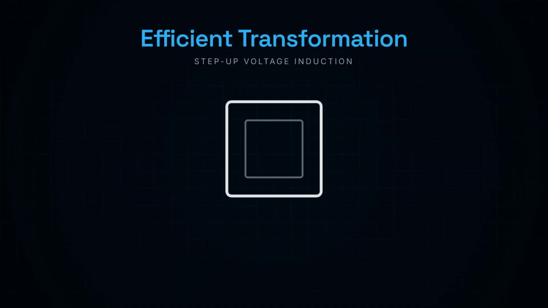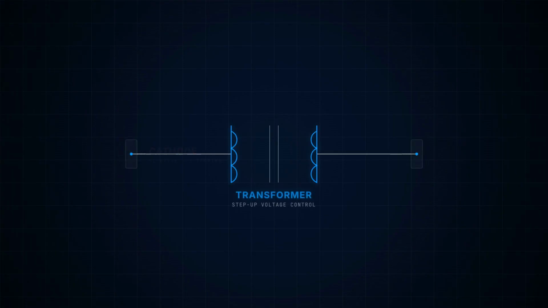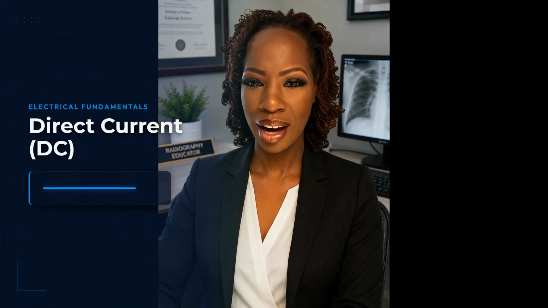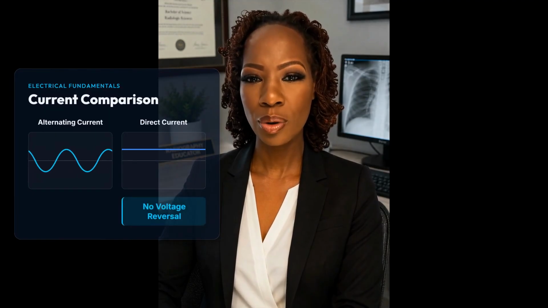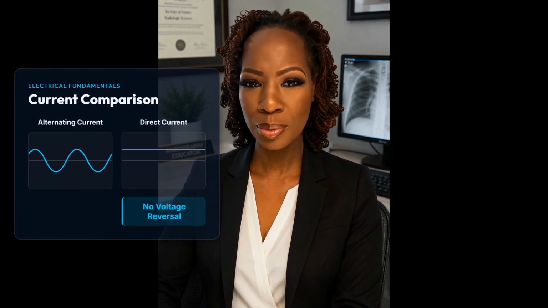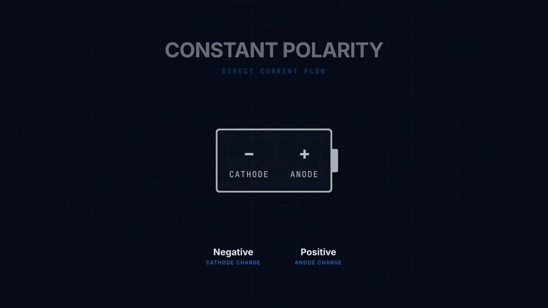AC is useful because its voltage can be efficiently increased or decreased using transformers, which is extremely important in X-ray circuitry. Now let's compare AC with direct current, or DC. Direct current flows in only one direction. Unlike AC, DC does not periodically reverse direction. A common example is a battery, which supplies current with a consistent polarity. This one-directional flow is important when we consider the X-ray tube because electrons must travel from the cathode to the anode. Remember, cathode is negative, anode is positive.